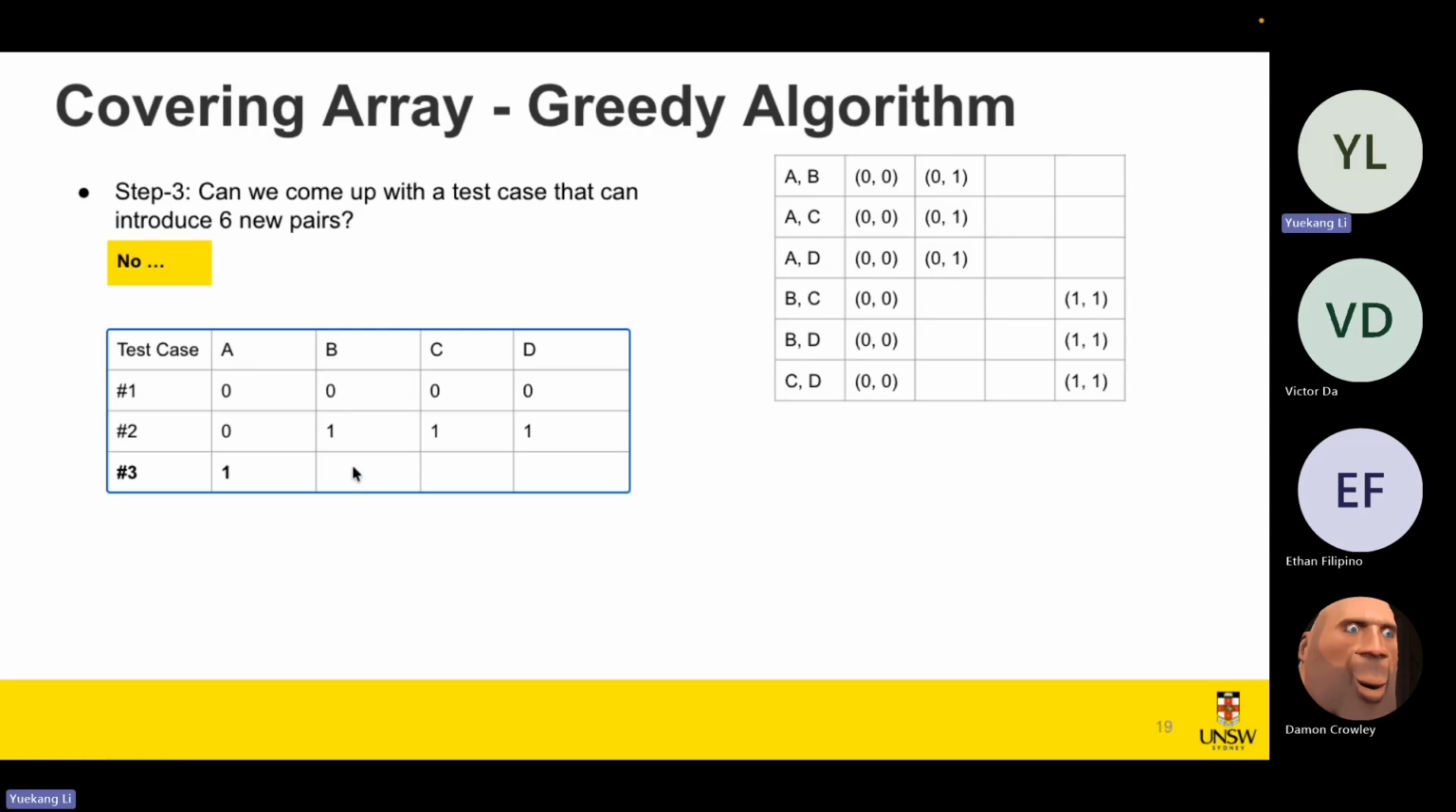Can we use 0 for B? It's yes, right? Because 1,0 hasn't been taken. So we can take 0 for B. What about C? Can we take 0 for C? Sorry.